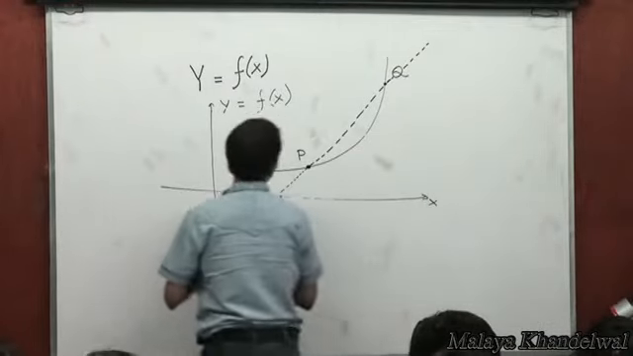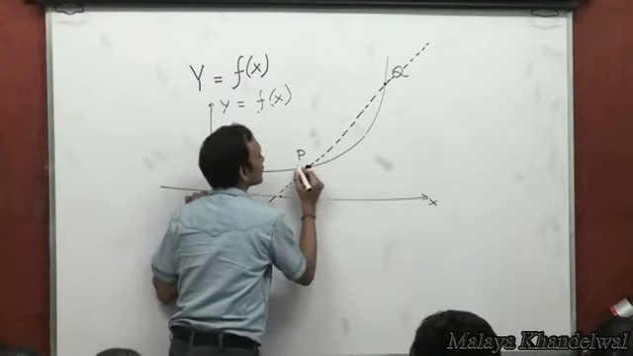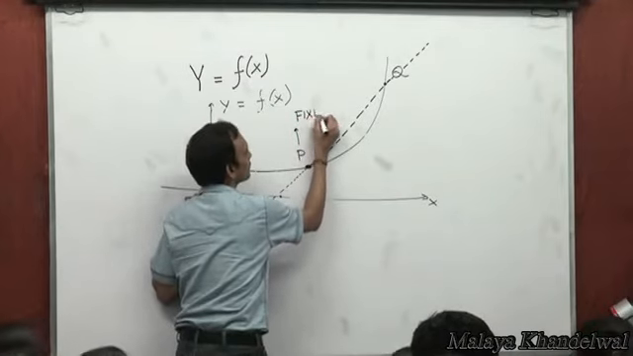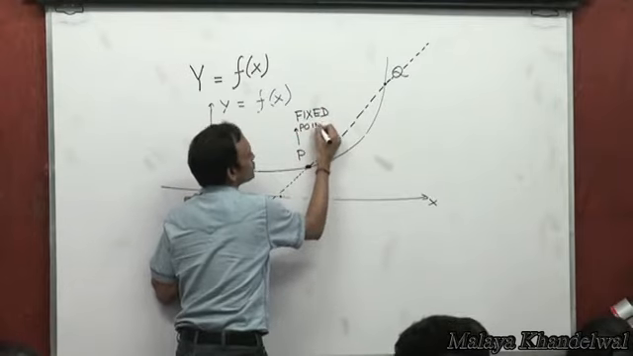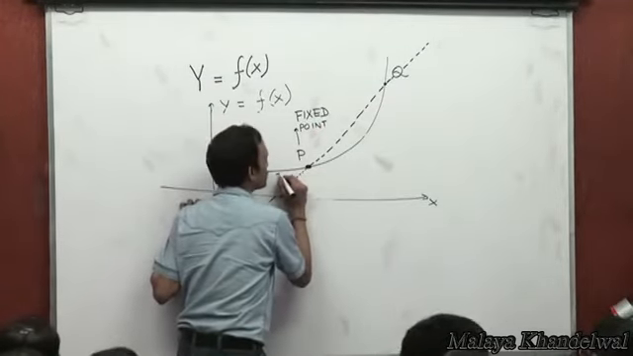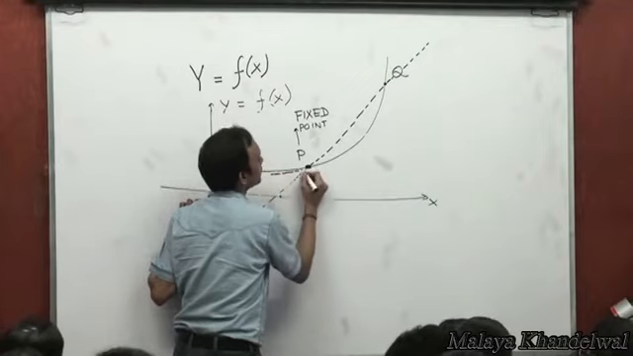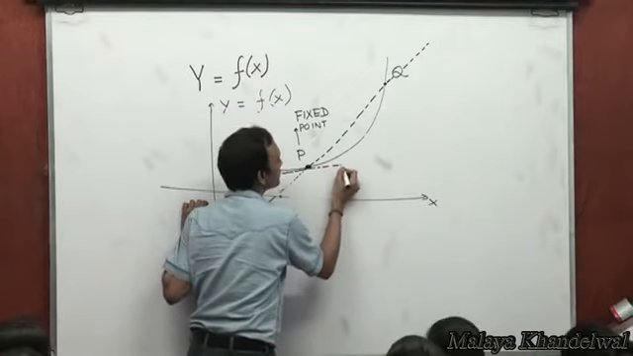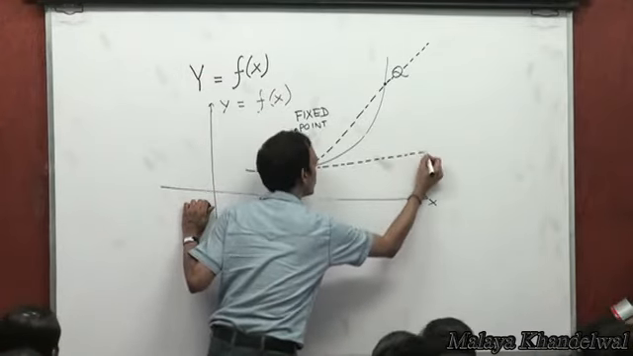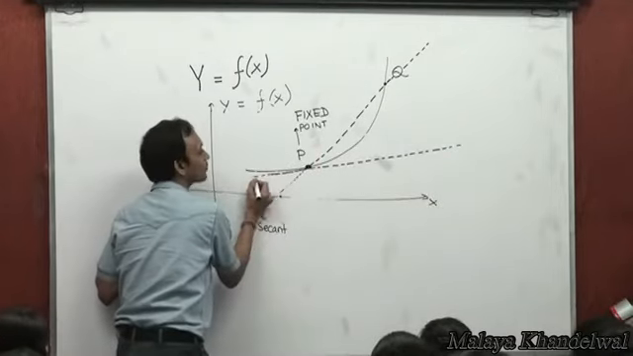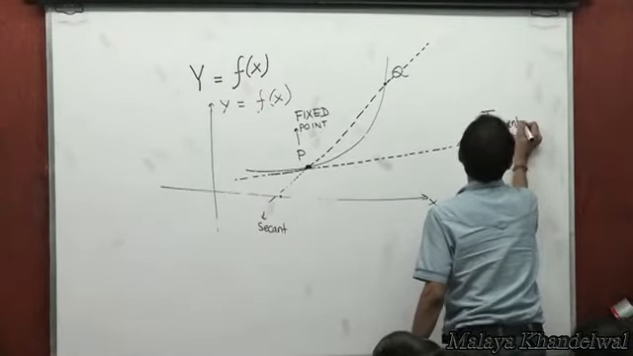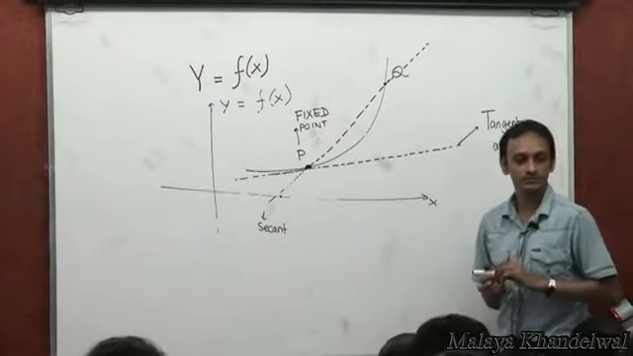Now, suppose the tangent drawn at P. Suppose P is a fixed point, right? Then you can imagine a tangent at P. This is a tangent at P. This is the tangent at P, right?